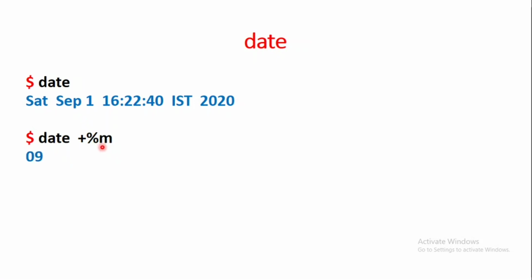Similarly, percentage h displays the name of the month in an abbreviated short format, so I'll get Sep. And there are plenty of format codes available with the date command. I can display only the year, I can display only the time. All this comes with different format codes. Let us see the next one.